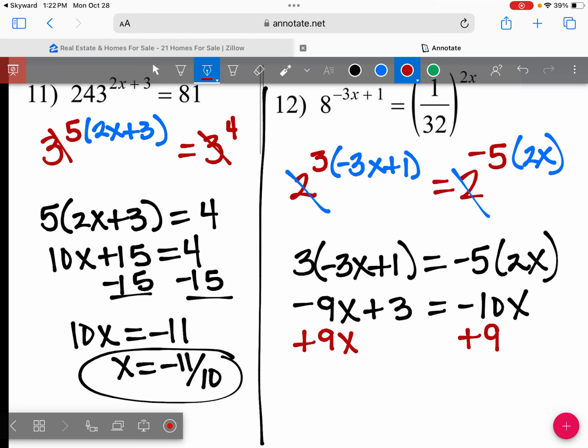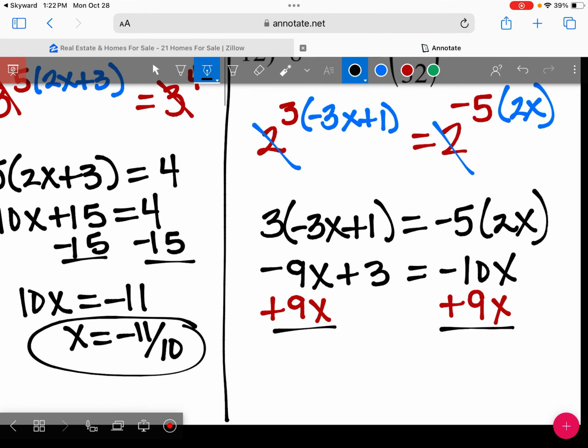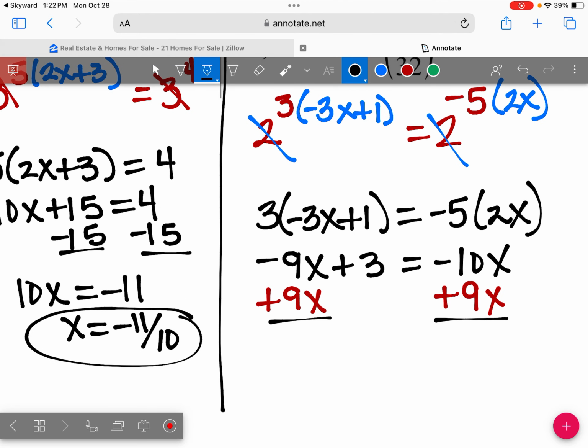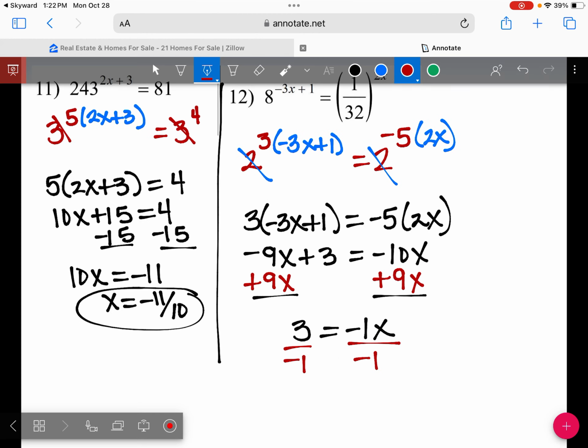Yeah, I didn't think it was a fraction. Somebody I looked at had a fraction. I didn't remember it being a fraction. So when you add the 9x, Josh, check your number 12 again. No, it shouldn't be a fraction, so check it again. So you get 3 equals negative 1x. Divide both sides by negative 1. And you should get x equals negative 3. Who got x equals negative 3?